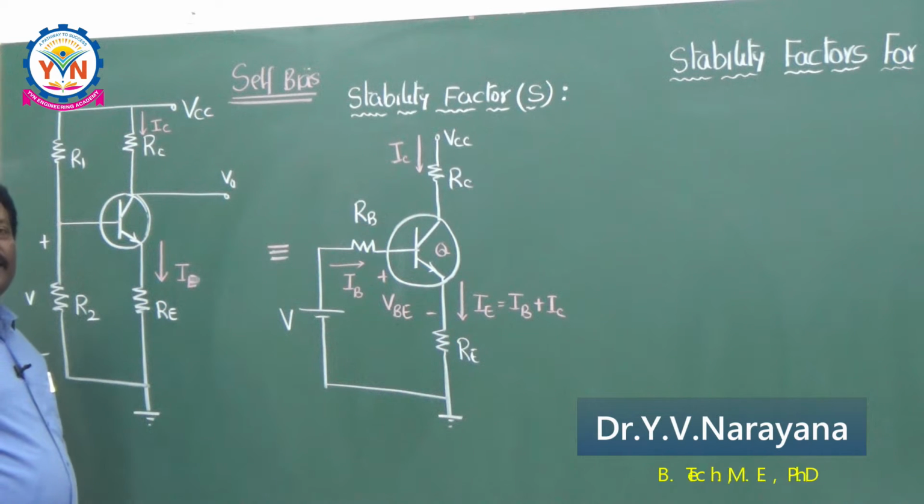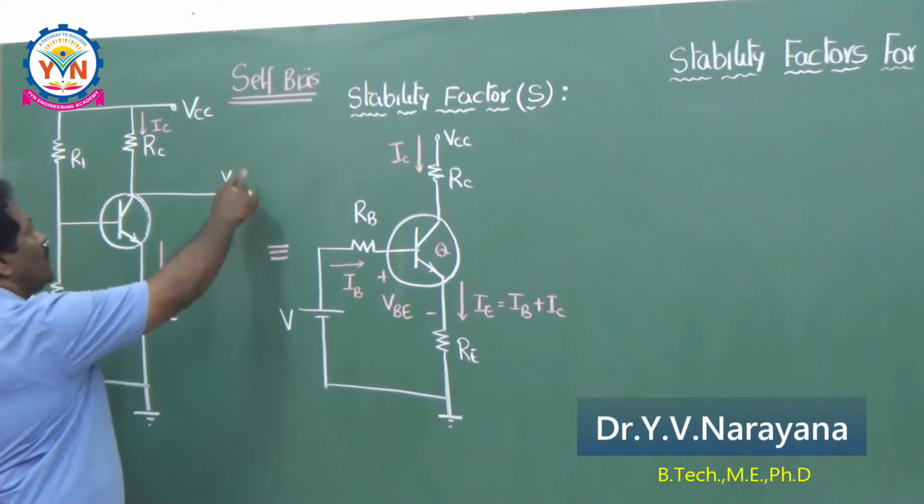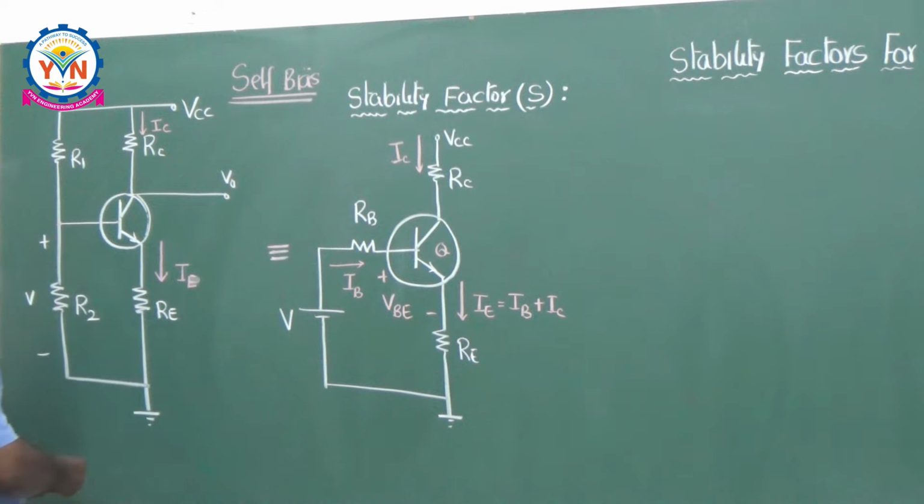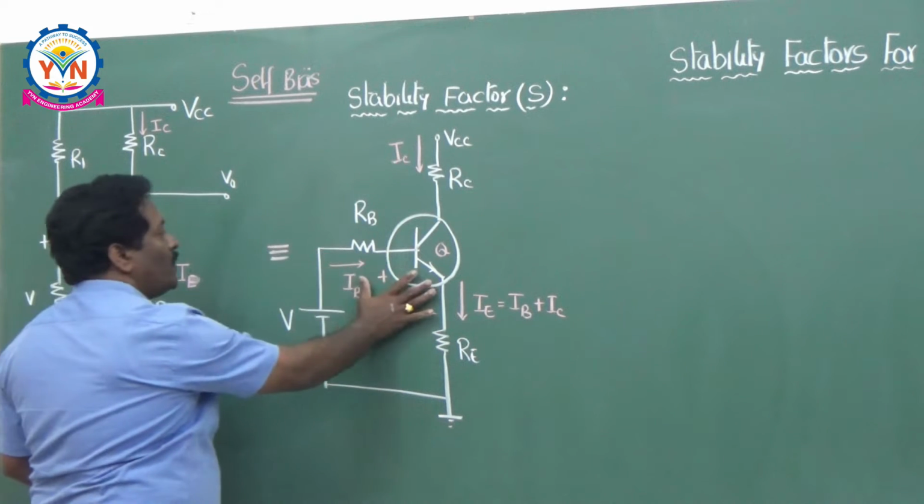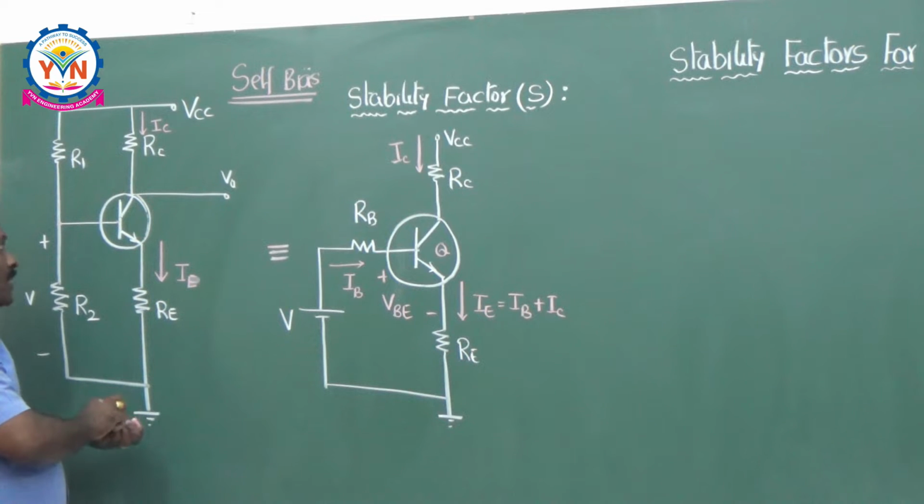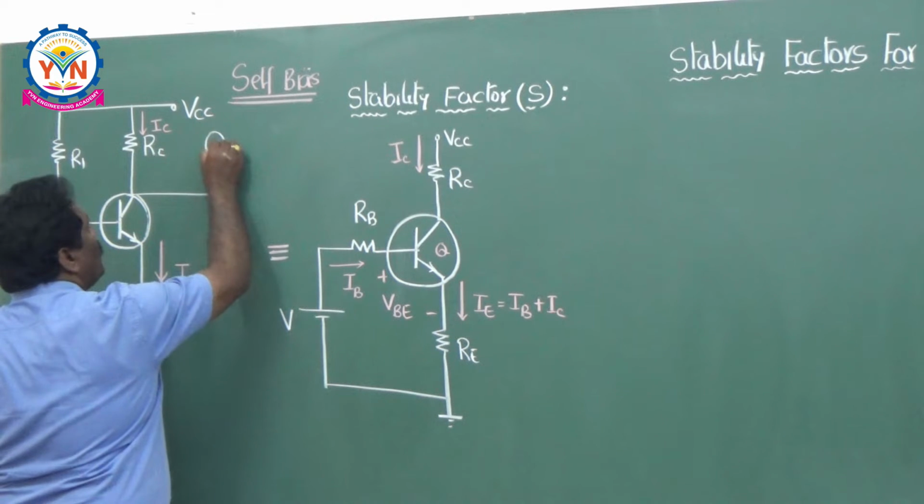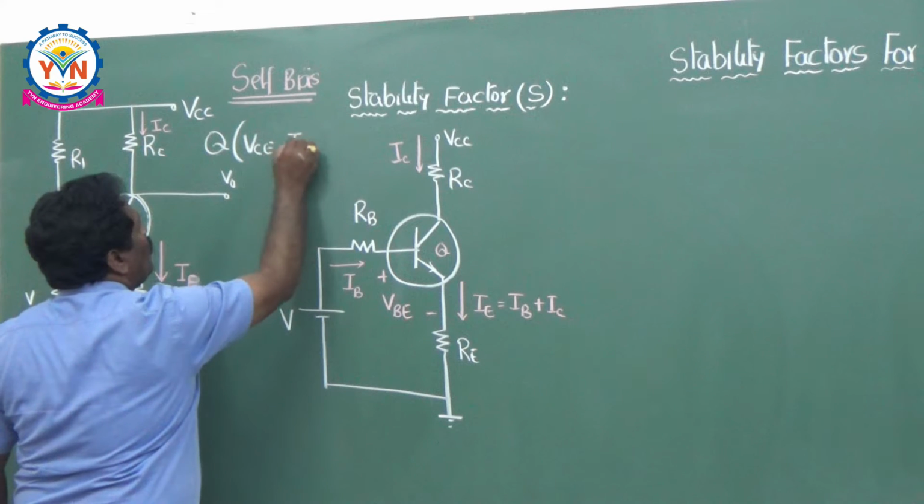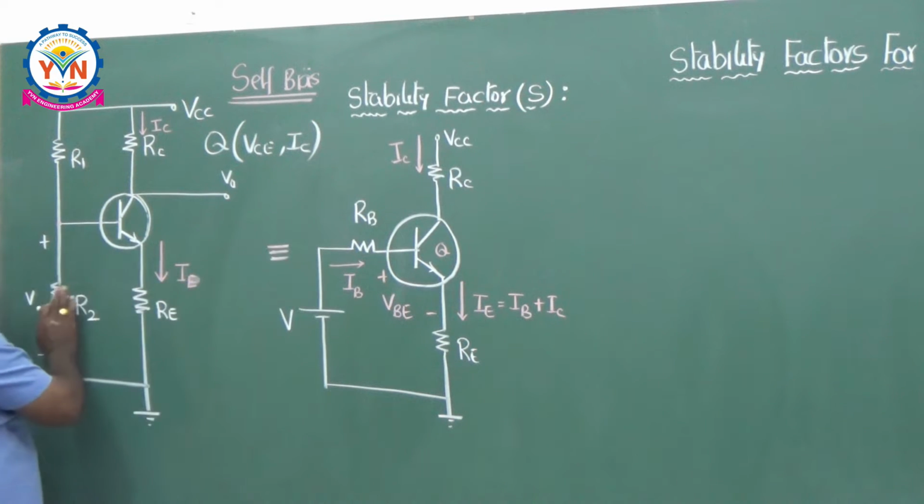Now, let me explain the calculation of the stability factors for the most popular circuit, self-bias. This is the self-bias circuit, and we have represented this entire circuit in this way using the Thevenin representation, because if you want to calculate the operating point Q, which has the coordinates of VC and IC, you have to apply KVL for the input loop as well as for the output loop.